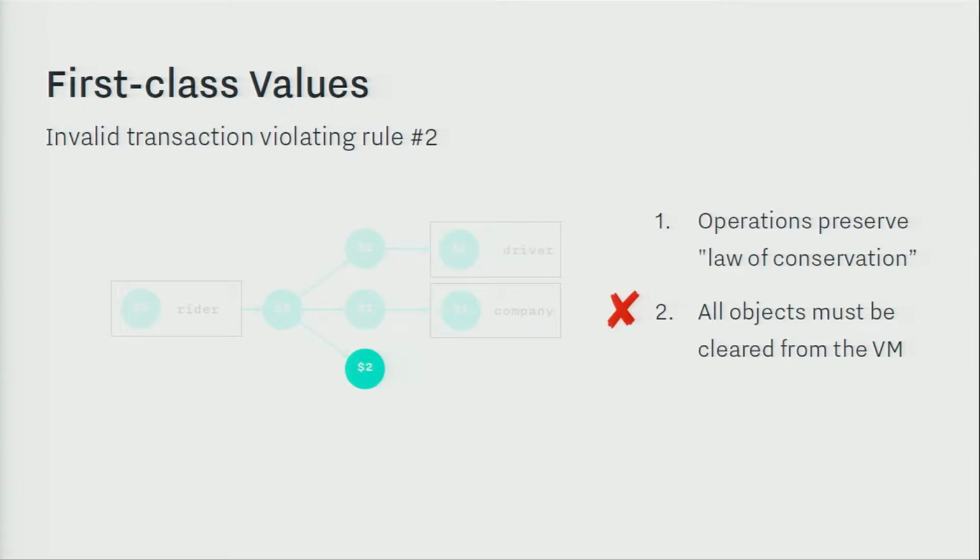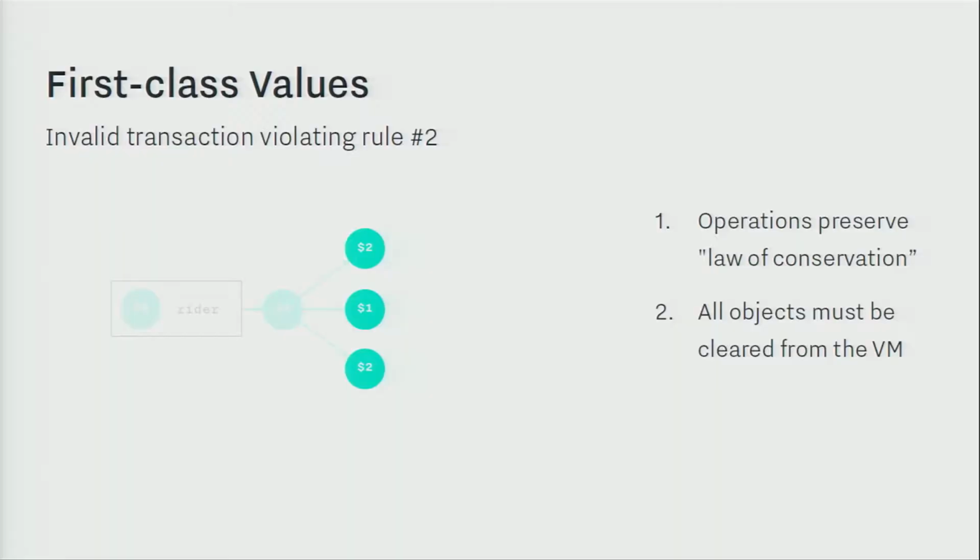So this actually would result in an invalid transaction because all objects must be cleared from the VM. When you leave this $2 value at the very end on the VM, the transaction is not finished running, and therefore it can't be valid. So it's not physically possible for someone to mess up and make this transaction a valid transaction.